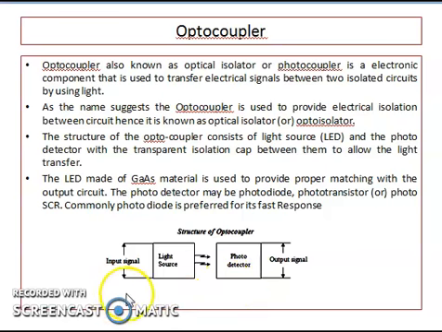Whatever input signal is given is converted into light, and the photodetector once again converts it into an electrical signal. The LED is made of gallium arsenide material, used here to provide proper matching with the output circuits. The photodetector may be a photodiode, phototransistor, or even a photo-SCR. Commonly a photodiode is preferred for its very quick response.